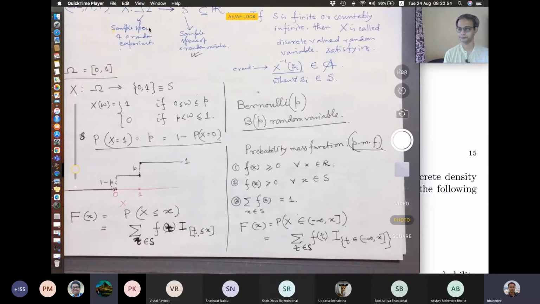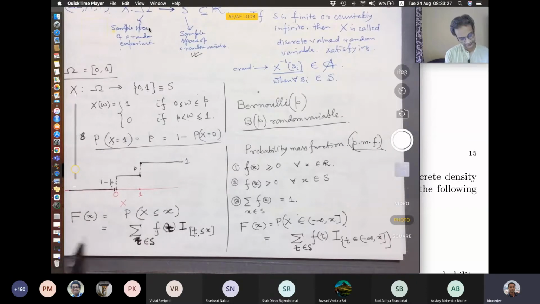Sir, if t belongs to S, then it will be countably many. Then will t also belong to minus infinity to x? Say again, please. Sir, if t belongs to S, then it will be countable. Otherwise, in general, I should write the integration sign, but that integration is not introduced to you so far. So I am writing t belongs to S. That is why I am writing.